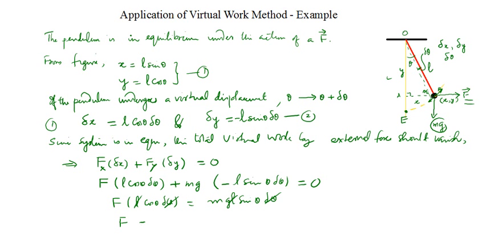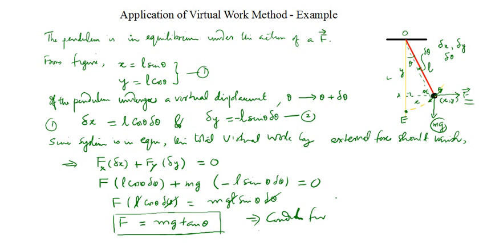So F equal to, simply you take that cos theta to the other side, it will become mg, right? Sin theta by cos theta is what? Tan theta. mg tan theta. Okay, F equal to mg tan theta. It means that this is the condition, which is nothing but the condition for static equilibrium under a horizontal force F, static equilibrium.